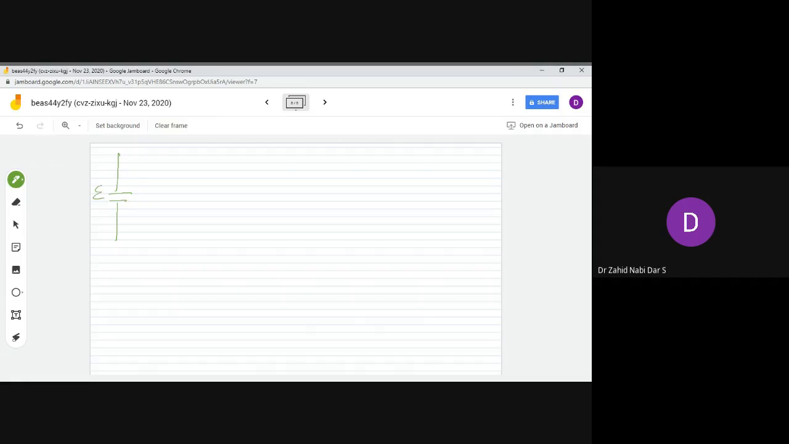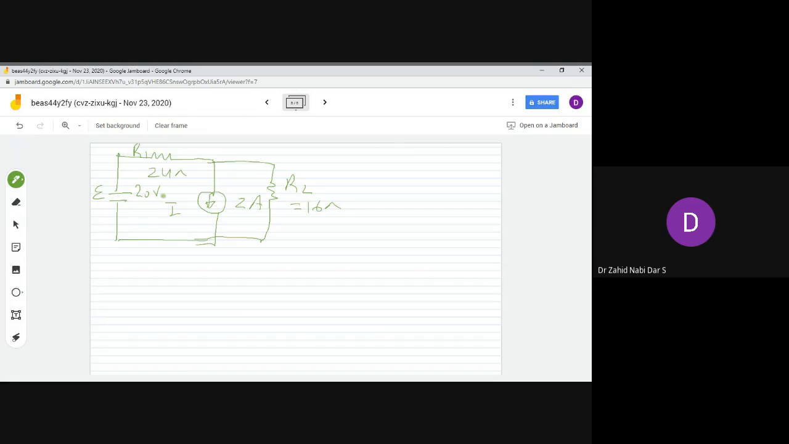So let's have the circuit. E is equal to 20 volts. You have R1 as 24 ohms. This is your R1. Then you have a current source equal to 2 amps, and you have the load resistance RL, which is equal to 16 ohms.